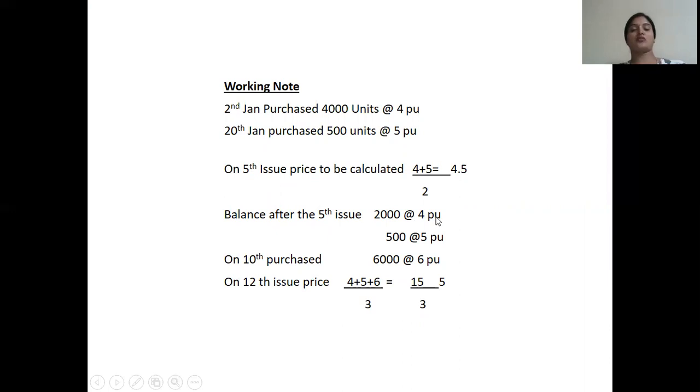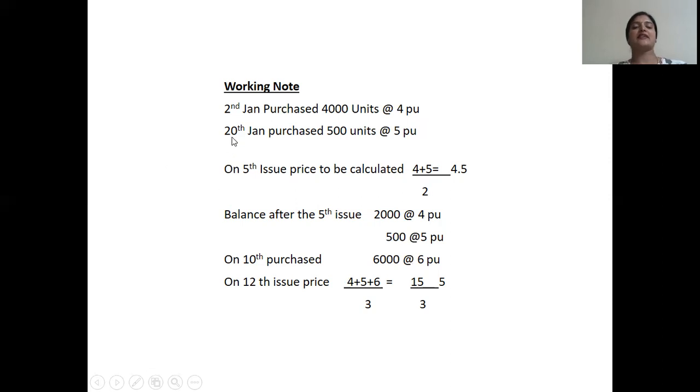How did you get this 2,000? In the sense, on 2nd January, we have purchased 4,000. Out of 4,000, on 5th we have issued 2,000 units. So 4,000 minus 2,000, how many units have gone? 2,000 units have gone. Now, what is the balance we have? 2,000. Balance after the 5th issue, 2,000 units at what rate do we have here? 4 per unit. The same we have taken here, 4 per unit.